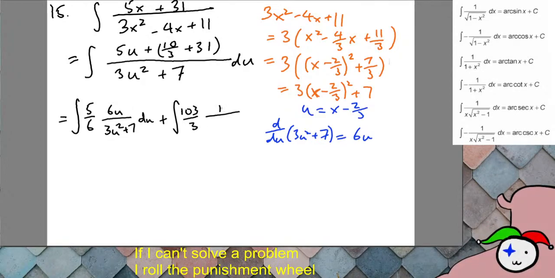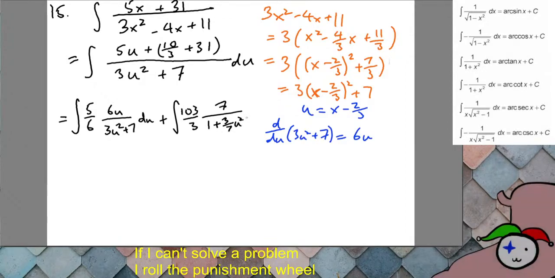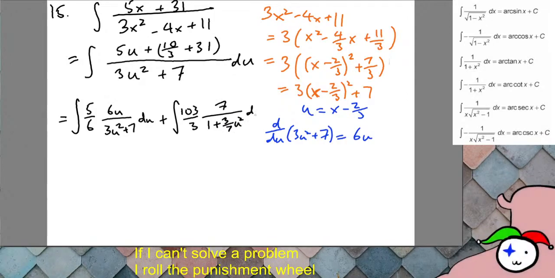Hang on, sorry. Divide. This is getting a bit confusing. 103 over times 1 over 3u squared. I can turn that into 1 plus something by dividing the whole thing by 7. That means I have to multiply the top by 7. Yeah, 7 over 1 plus 3 over 7 u square du.